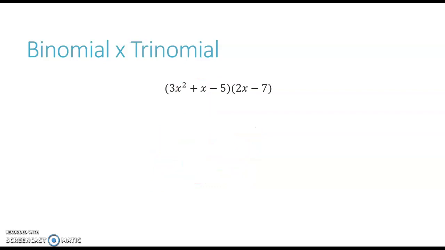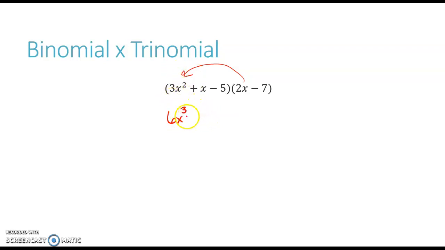And I think we have, is it just one more? Yep. So one more, binomial times a trinomial. I know the binomial is at the back. I'm still going to multiply the binomial through the trinomial. So I'm going to start with the 2x. I'm going to take it times the 3x squared. So that gives me 6x cubed.